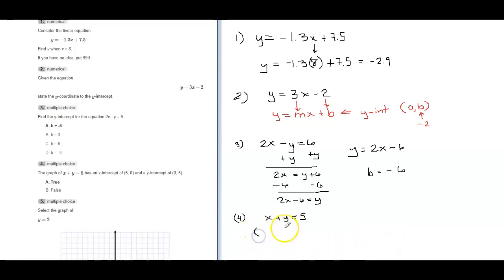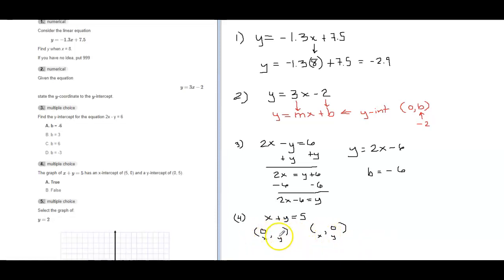And what is so unique about these 2 points, the intercepts, is that they always have 0. The first time the 0 is for the x coordinate. Remember, every point has an x and a y coordinate. And the second time the 0 is for the y coordinate. And what you're going to do is find what is missing in each of these parentheses.